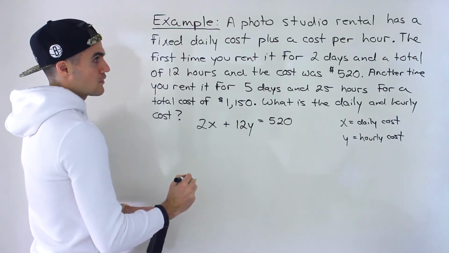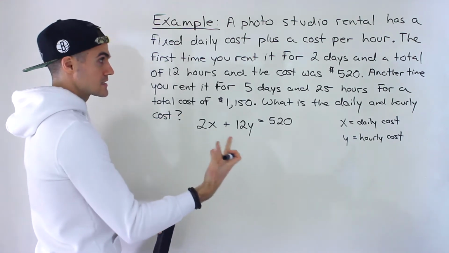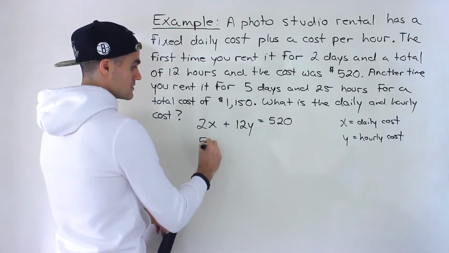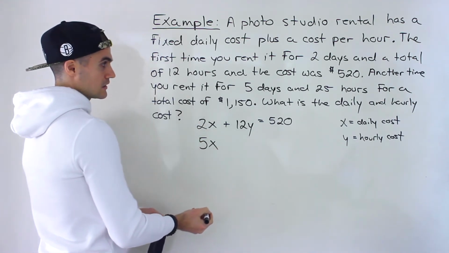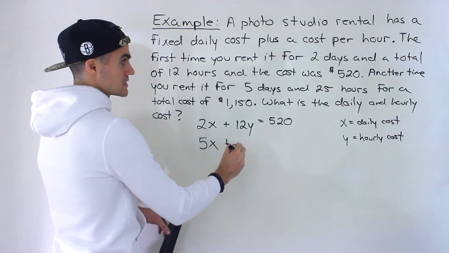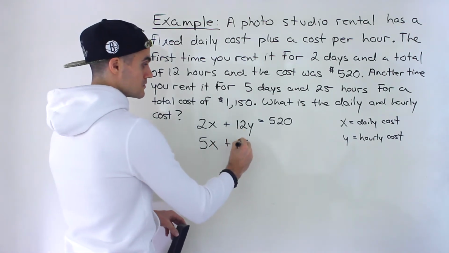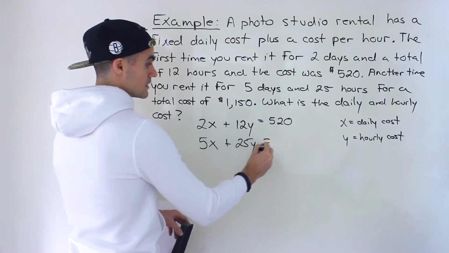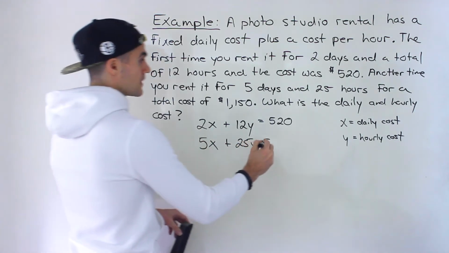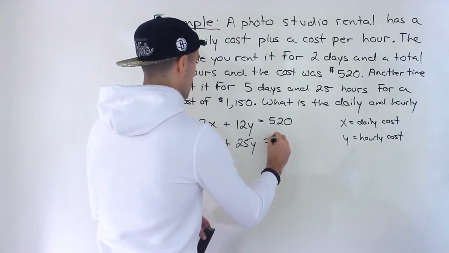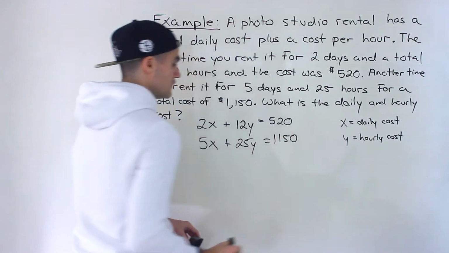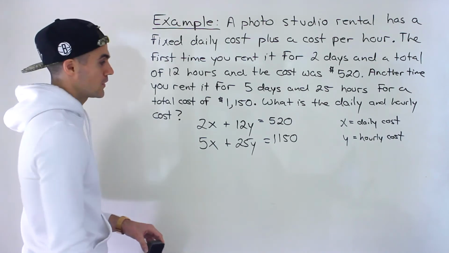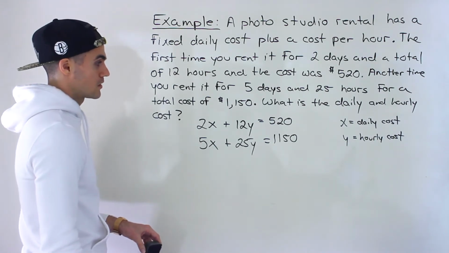Right, now let's make another equation with the next sentence. So another time you rent it for 5 days times the daily cost plus 25 hours times the hourly cost. And the total cost of that is going to be $1,150. So those are the two equations that we are going to work with.